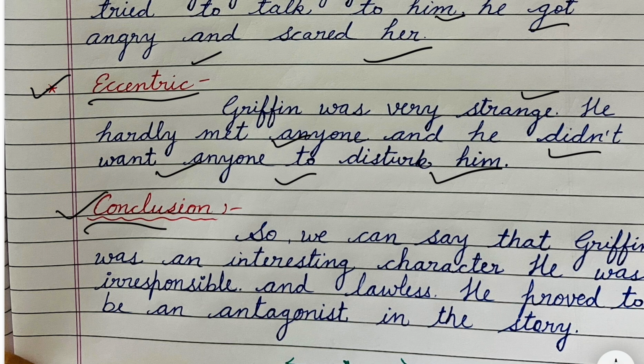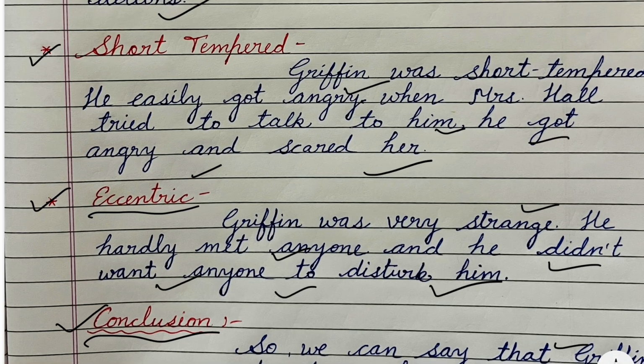At the end, we need to conclude. That means we are to mention the conclusion part. So we can say that Griffin was an interesting character. He was irresponsible and lawless. He proved to be an antagonist in the story just because of his deeds.